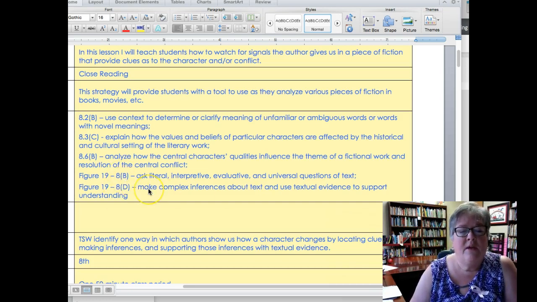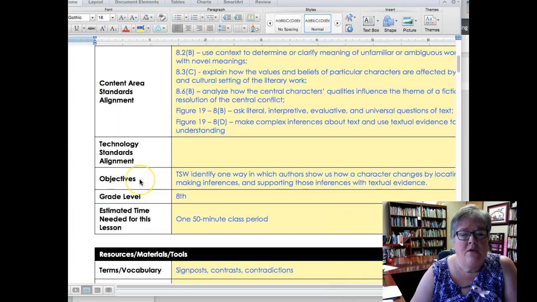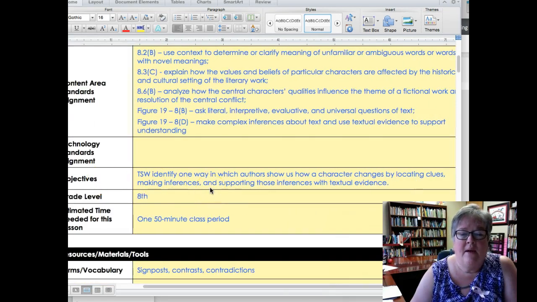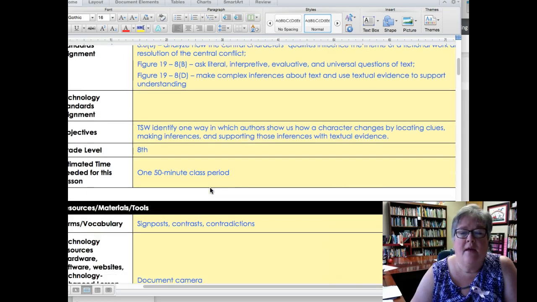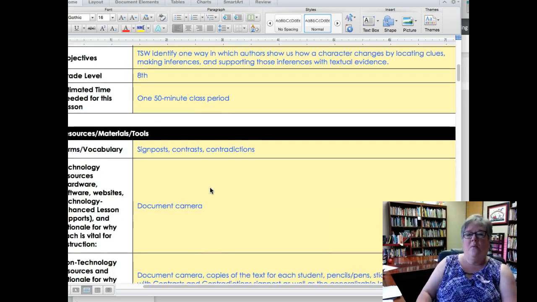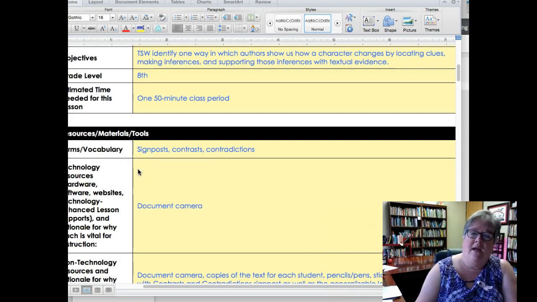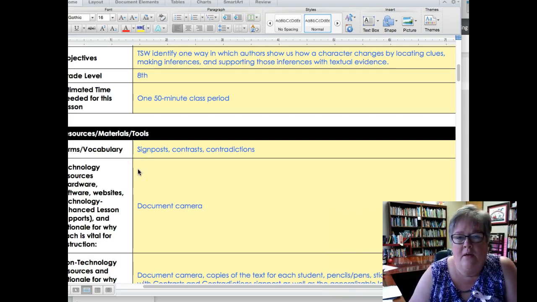And then these two are from Figure 19. Ask literal, interpretive, evaluative, and universal questions of texts and make complex inferences. Here's my objective. The student will identify one way in which authors show us how a character changes by locating clues, making inferences, and supporting those inferences with textual evidence. Many of the classes in which I work in the schools are about 50 minutes, so I said this was about a 50-minute class period. The vocabulary I felt like kids were going to need to know were specific to this textbook: signposts, contrasts, and contradictions.